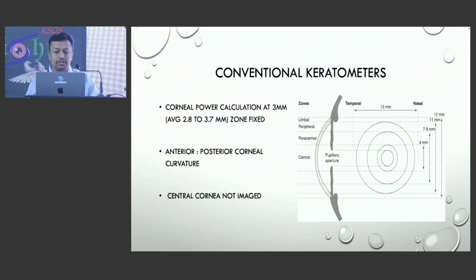So what does the conventional keratometer do? The conventional keratometer measures only the 3 mm zone. So that is fixed, and the anterior and posterior corneal curvature ratio is already fixed in the machine. And it doesn't measure the central corneal thickness also. Whereas when you do a post-refractive surgery IOL power calculation, the prefixed value is being used. So that is the reason why you get surprises after the surgery.